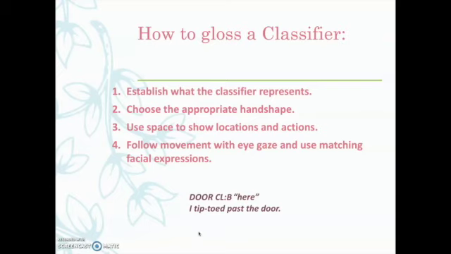So we're going to start over and I'm going to tiptoe past the door. We don't have a sign for that. We can't tell you what we're doing, but I can show you what tiptoeing looks like. So that's what we're going to do here. So establish what the classifier represents. It's me. Choose the appropriate hand shape. It's going to be that 2 again because it's showing my legs. Then I'm going to use space to show locations and actions, and I'm going to say I tiptoed past the door, right? Because that's the point. We need to have the door still there so I can tiptoe past it.